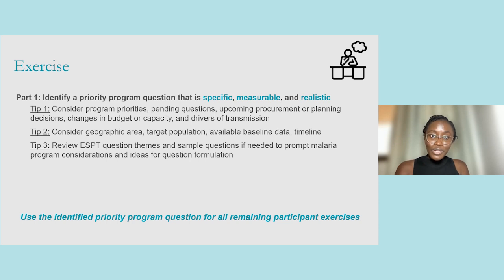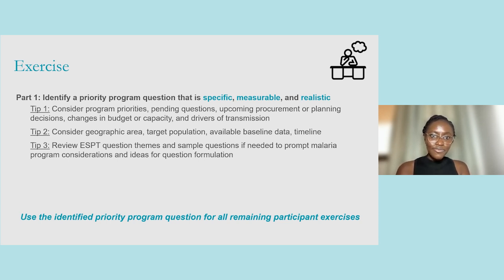Tip number 2, consider the specific geographic area and target population, as well as available entomological and epidemiological baseline data and the timeline. And tip number 3, review the 6 ESPT question themes and sample questions to help remind or prompt you on common malaria program considerations and questions.